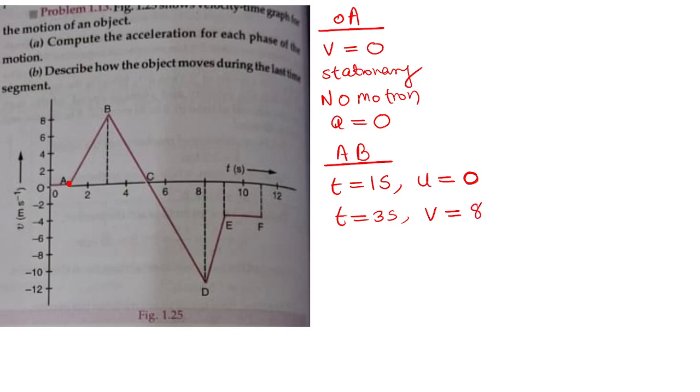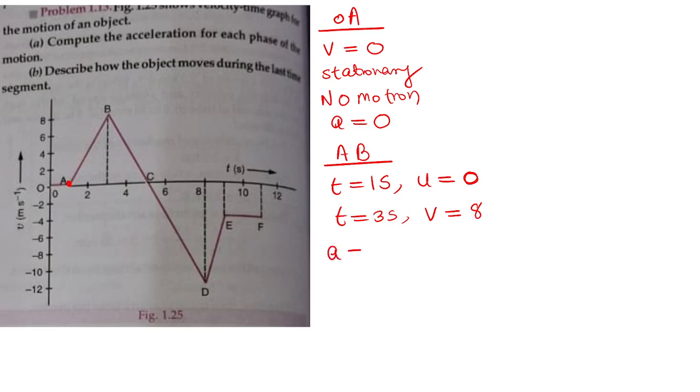This method is much convenient. You will never make a mistake if you write like this. So when time equal to 1 second, the velocity is 0 initially. When time equal to 3 seconds, the velocity is 8 from the diagram. A to B is a line. The body is moving under a fixed acceleration.